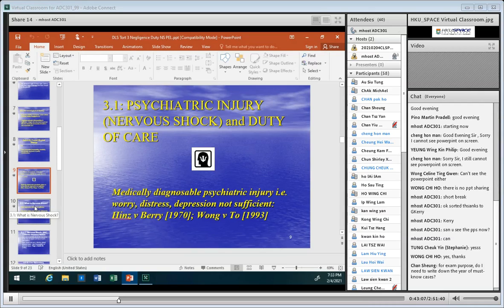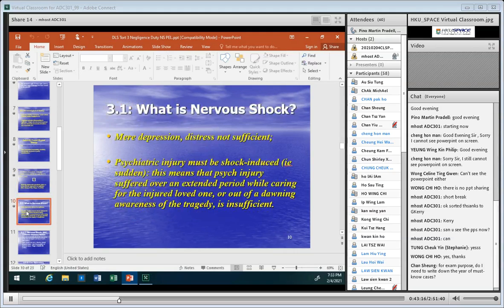And it has to be shock-induced. Something suddenly, oh gosh, that would be nervous shock. So typically some sort of accident, okay? All right. So just elaborating on Hinsonberry, stroke Wong and To, mere depression, distress is not sufficient. So don't worry, you can't sue for nervous shock because you're preparing for an examination, not sufficient. And it must be shock-induced, sudden, not a psychiatric injury suffered over an extended period.